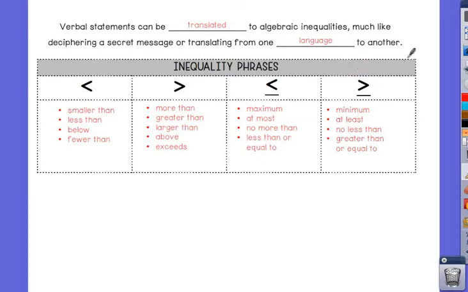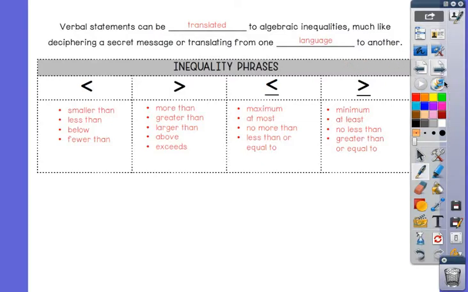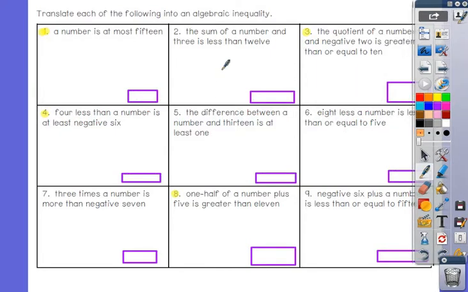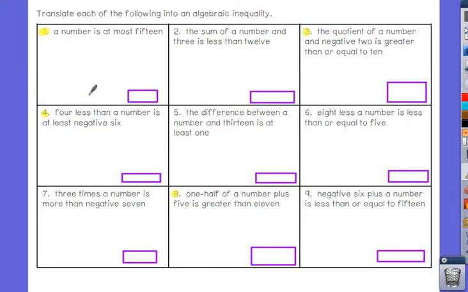All right, so let's decipher some mathematical codes, shall we? Number 1 says, a number is at most 15. What is a key word that we just learned? At most. Less than. And what does that stand for? Less than or equal to. What does a number mean? A variable, such as x. And what does 15 mean? 15. Let's see if I deciphered the code correctly. Woo! I did. All right.